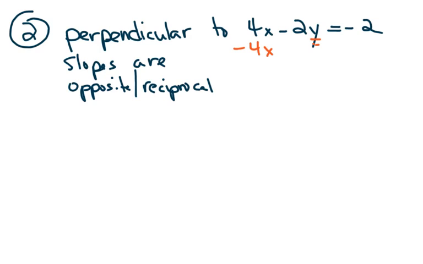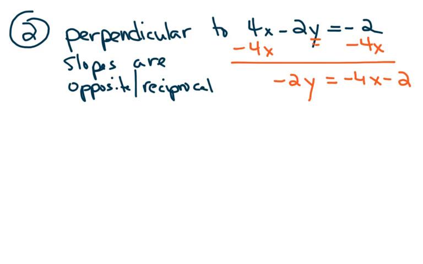So first I'm going to subtract 4x. I get negative 2y, because that minus sign, yes, it is the same thing as a negative, is equal to negative 4x minus 2. And then I'm going to divide every term by negative 2. So y is going to equal, two negatives make a positive, 4 divided by 2 is 2, and negative 2 over negative 2 is positive 1. So the slope of my old line is 2.